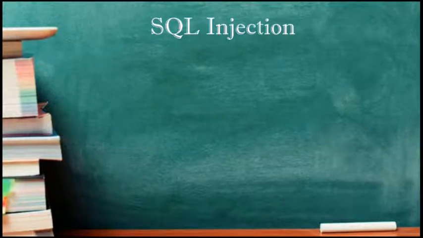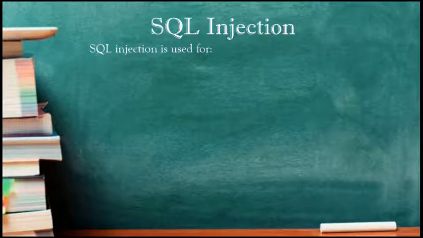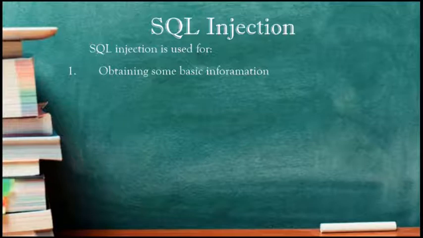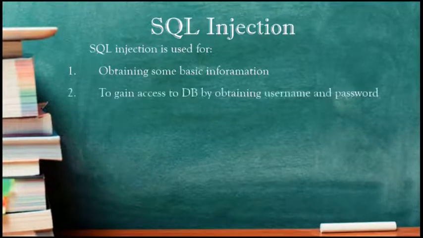Now we will see why SQL injection is used. The first one: SQL injection is used to obtain some basic information of a user, such as username, password, address, contact number, etc. Second, to gain access to the database by obtaining the username and password of a particular website.